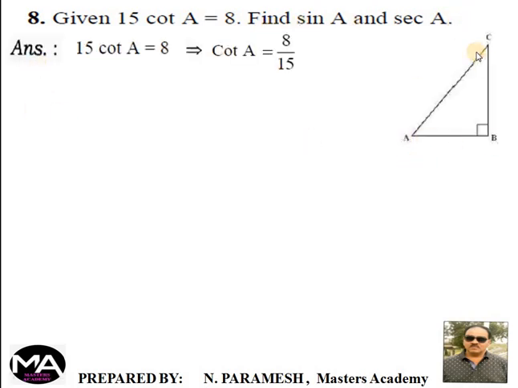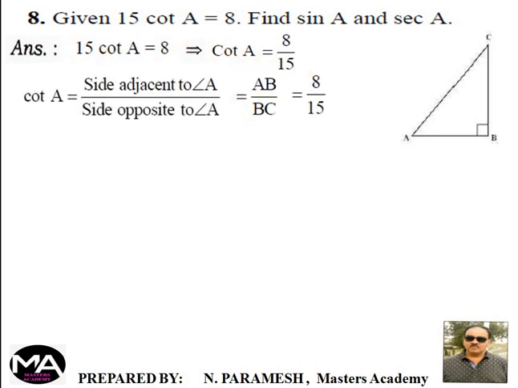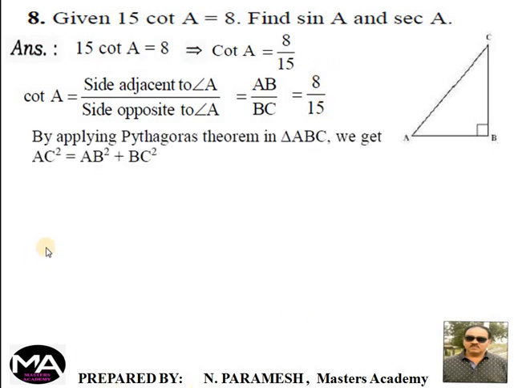Eighth question. Given 15 cot A is equal to 8, find sin A and secant A. Answer: right angle triangle ABC, angle A is acute, BC opposite side, AB adjacent side, AC hypotenuse. 15 cot A is equal to 8, which implies cot A is equal to 8 divided by 15. Cot A is nothing but adjacent side by opposite side, that is nothing but AB by BC, that is given as 8 by 15.